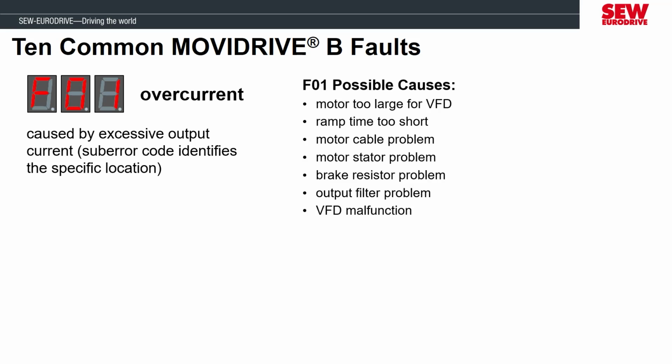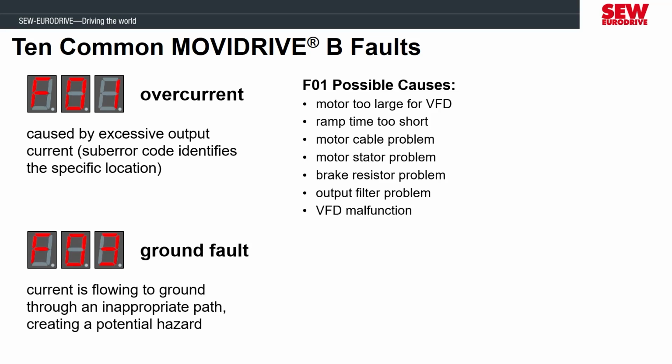If you're commissioning a new MOVIDRIVE and you get an F01 when you try to operate it, then there is possibly an issue with the motor parameters, the ramp times being short, or the MOVIDRIVE is too undersized compared to the power requirement of the motor. If you get an F01 with an existing application and there hasn't been a change to any parameters or speed and ramp set points, then there is potentially an issue with a component in the device chain. This could be with the power cables, brake resistors, filters, or internally the MOVIDRIVE itself.